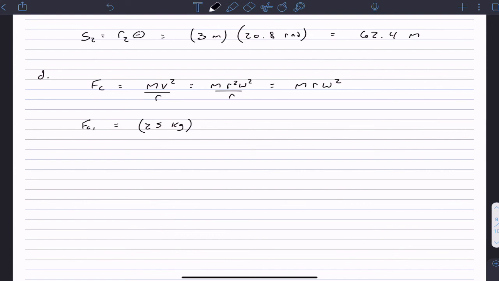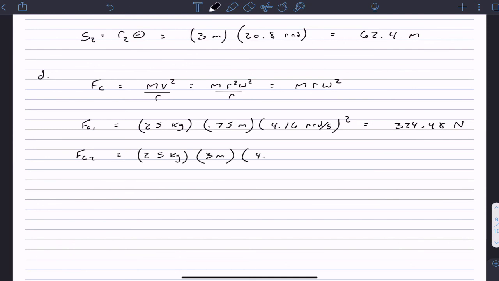The radius is 0.75 for the first one. And then the angular speed is also the same, 4.16 radians per second, and this is squared. Okay, so that gives us a value of 324.48 newtons for the first child. That's the centripetal force on the first child, who is closer to the center. Okay, child 2, 25 kilograms times 3 meters times 4.16 radians per second, all squared.